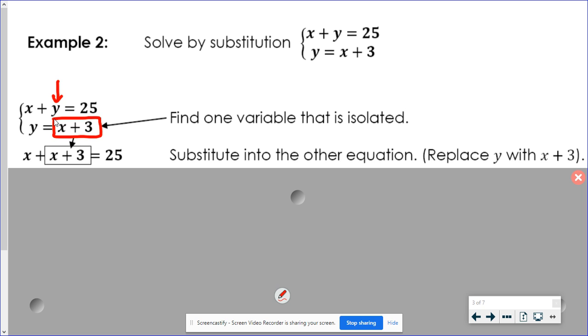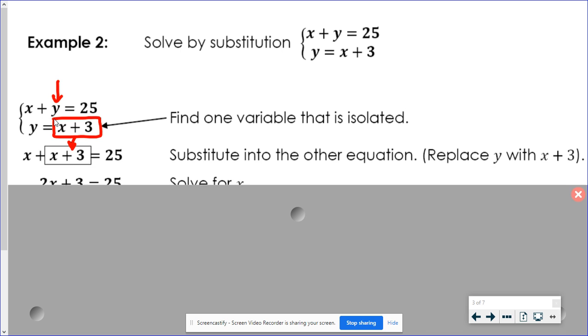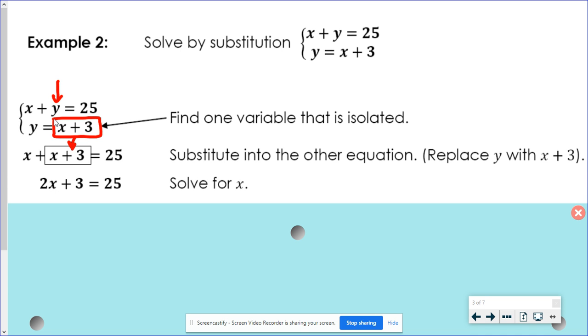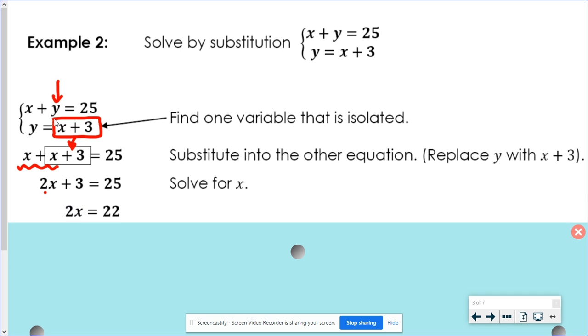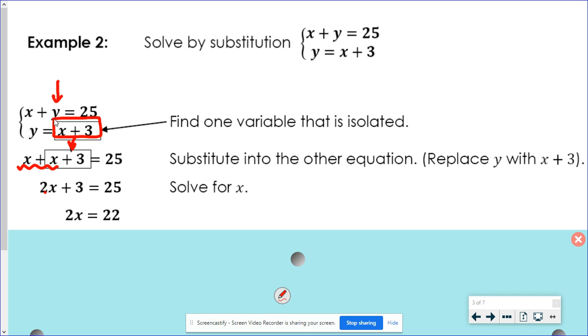So I'll have x plus the stuff that I get instead of the y, that is x plus 3 equals 25. So I took the y out, I put x plus 3 in its place. But now you can absolutely handle the rest of this math, right? We can combine these x's. I had a 1x and another 1x gives me a 2x. And then I could subtract 3 from both of those.